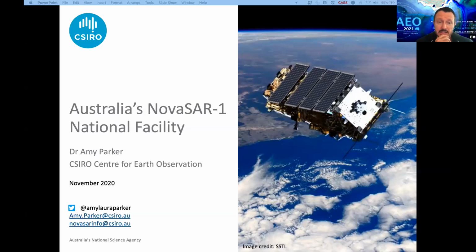So Amy is currently the Satellite Operations and Data Manager at CSIRO's Centre for Earth Observation. She manages the Novasar-1 National Research Facility, which includes Australia's requirements for tasking the satellite, downlinking data, data processing and distribution. Amy also leads the Synthetic Aperture Radar Science Initiative under the CSIRO Space Technology Future Sciences platform. She is an interferometric imaging radar specialist who has worked with Geoscience Australia and Curtin University, and she also holds an Australian Research Council Discovery Early Career Research Fellowship.